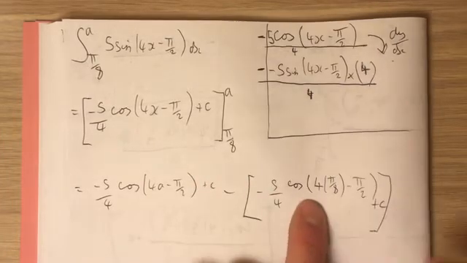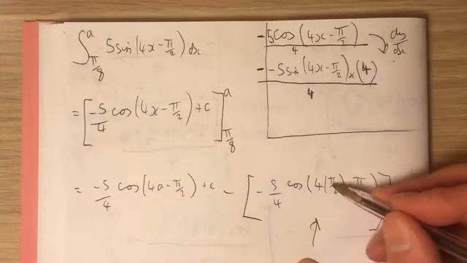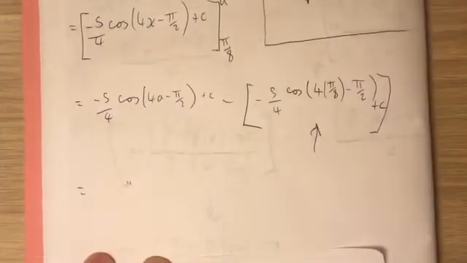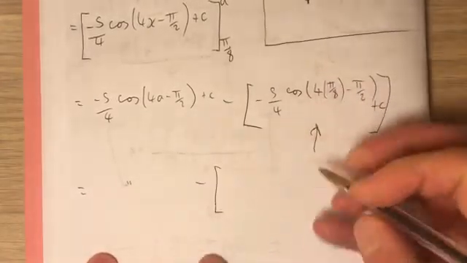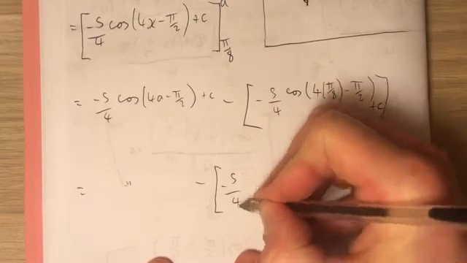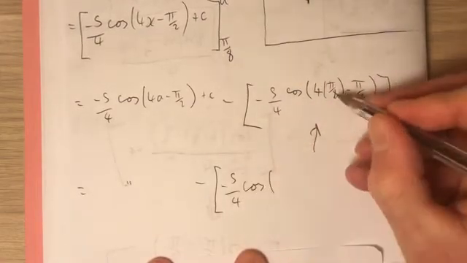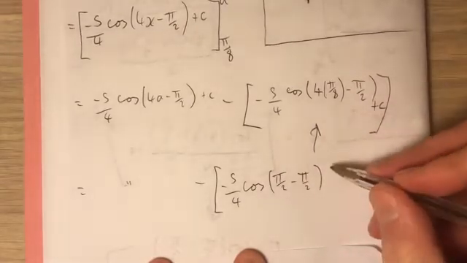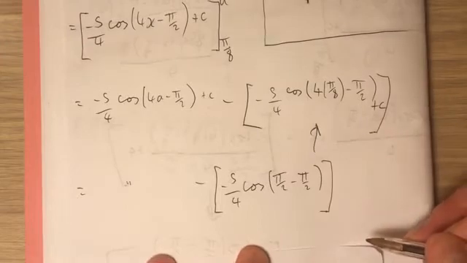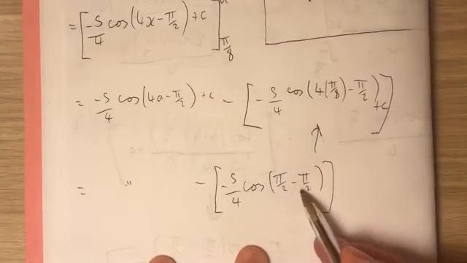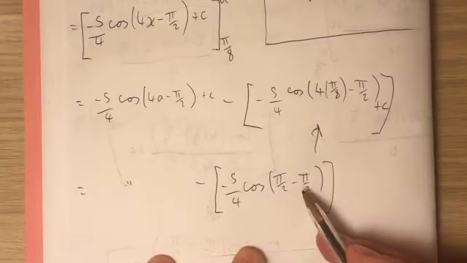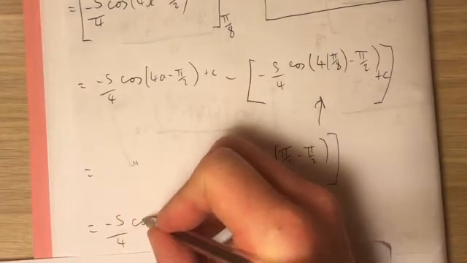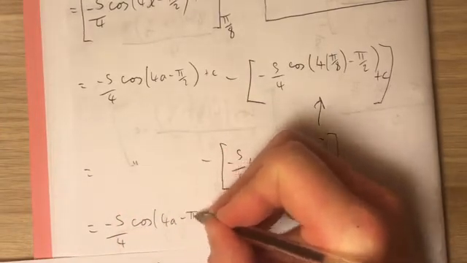Let's zoom in on this bit. 4 times pi over 8 works out at pi over 2. So I'm going to have that same thing, take away negative 5 over 4 cos of pi over 2 minus pi over 2, and the plus c's have cancelled out. So that's 0. Cos of 0 is 1. So what have I got? I've got this same thing, minus 5 over 4 cos of 4a minus pi over 2.